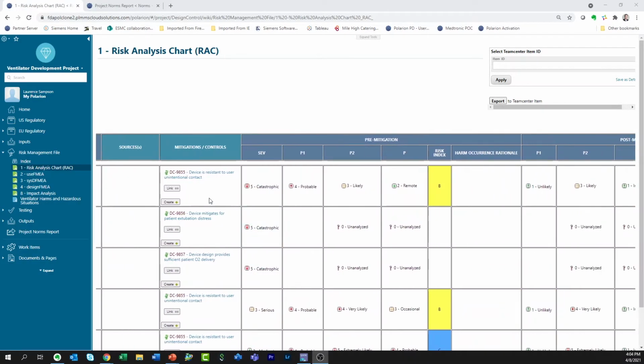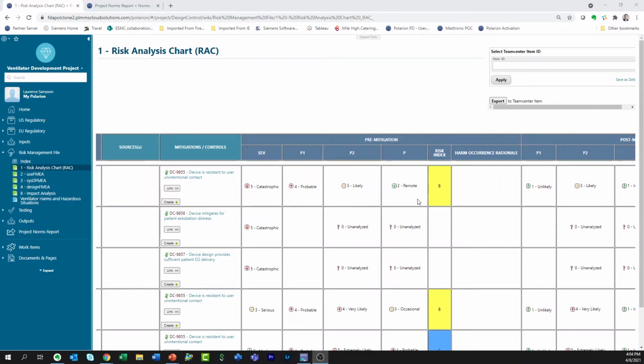And of course, our mitigation strategy is that the device is resistant to user unintentional contact. And this is going to go directly to one of our standards that we were talking about before. So it's a catastrophic severity. We have a high probability, P1, that the hazardous situation will occur. What is the P1? It is the occurrence of the hazardous situation. So we're saying that that's probable. P2 is how often the hazardous situation leads to the harm. So if we get this disconnection, is it likely that it will lead to this kind of brain damage? And we're going to say it's likely.